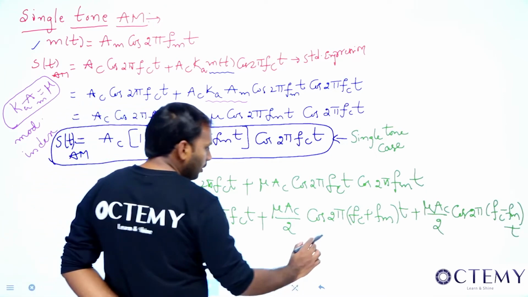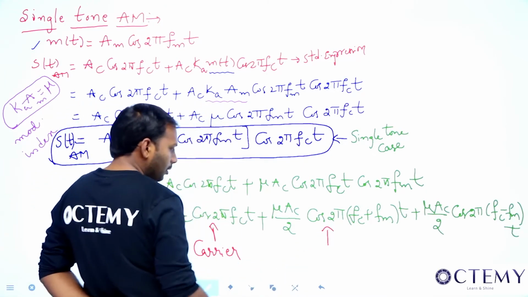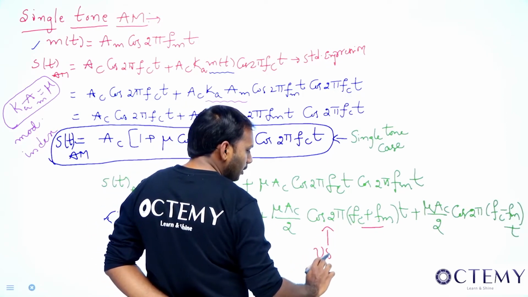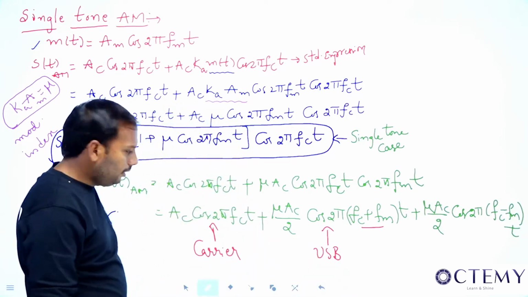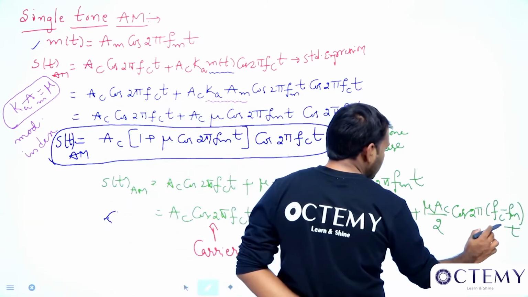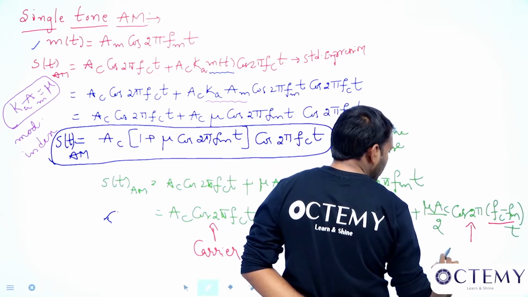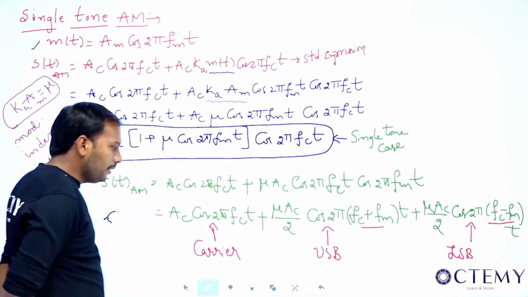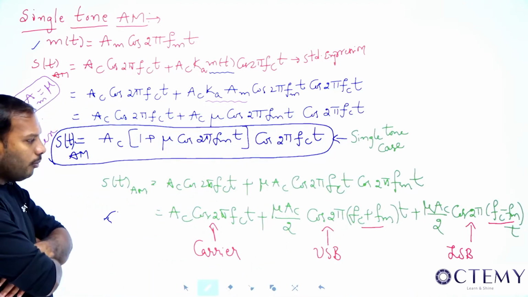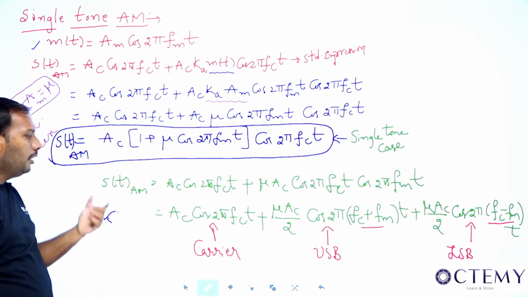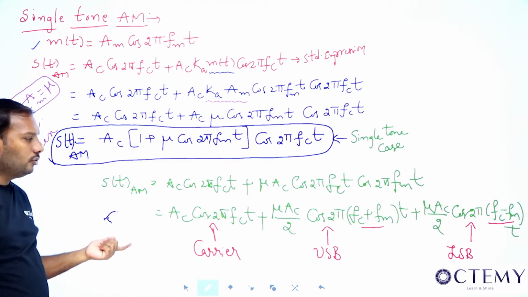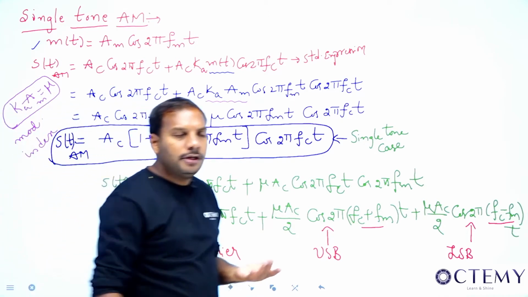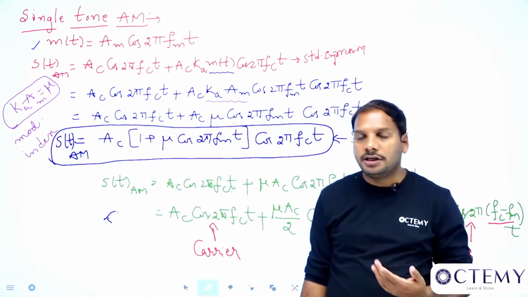Okay, and this you call the fc plus fm component, the upper sideband component, and finally this you can call the lower sideband component. Upper sideband component, lower sideband component, and the carrier component. So the single tone AM spectrum consists of these many components.